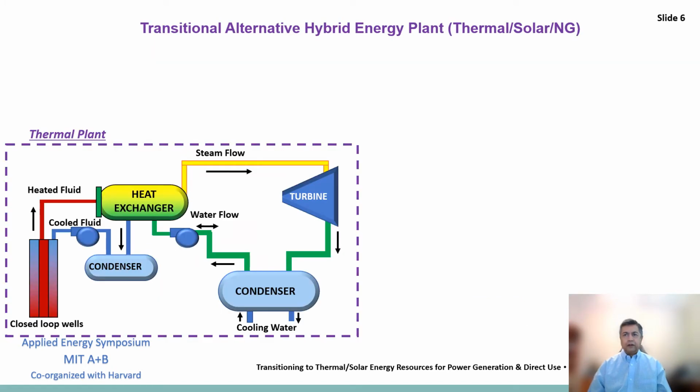Okay, we just looked at the fluid circulation loop, and now we put it through the heat exchanger and then generate steam into the turbine to power the generator.